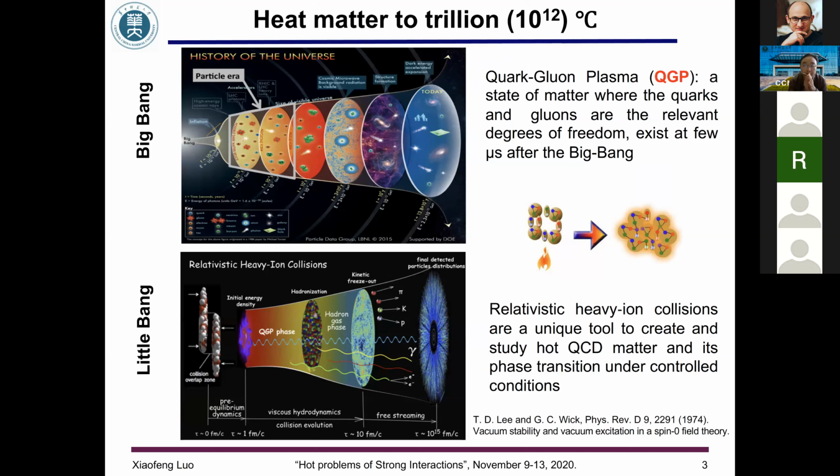And please go to slide three. So water has this transition around 100 degrees. If we heat the matter to trillions of degrees, what will happen? At such high temperatures, the matter is basically made of free quarks and gluons. This forms a new form of matter called the quark-gluon plasma, which existed in the early universe after the Big Bang. Experimentally, we can collide two nuclei to create such extreme conditions. This allows us to study the properties and the phase transition of hot QCD matter under controlled conditions.